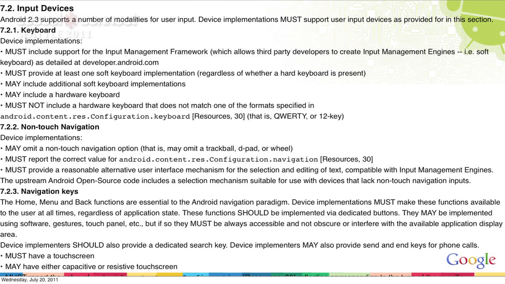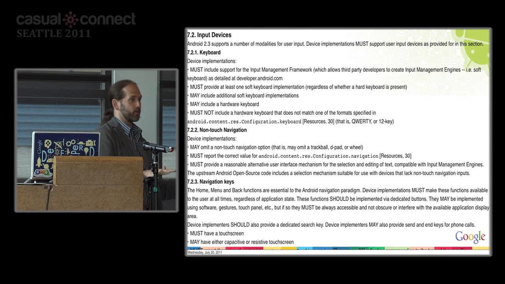So what else do we know about this document? What else does it tell us? Well, it talks about input. Now, Android must have a soft keyboard. So what does this mean? It means you don't need to implement your own.